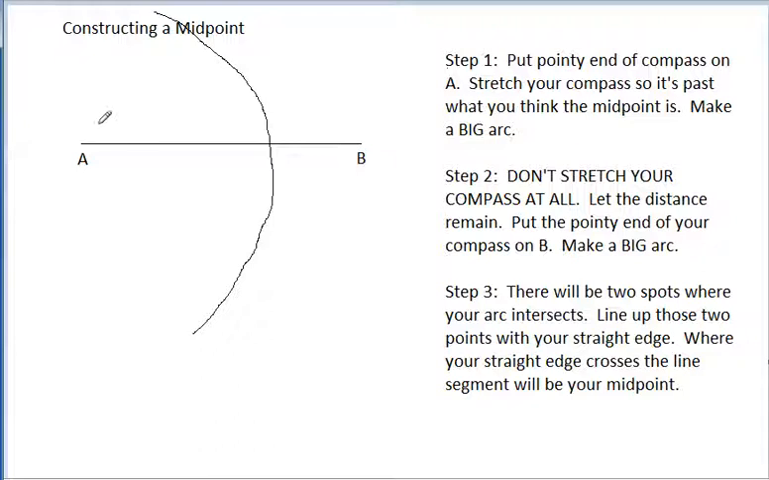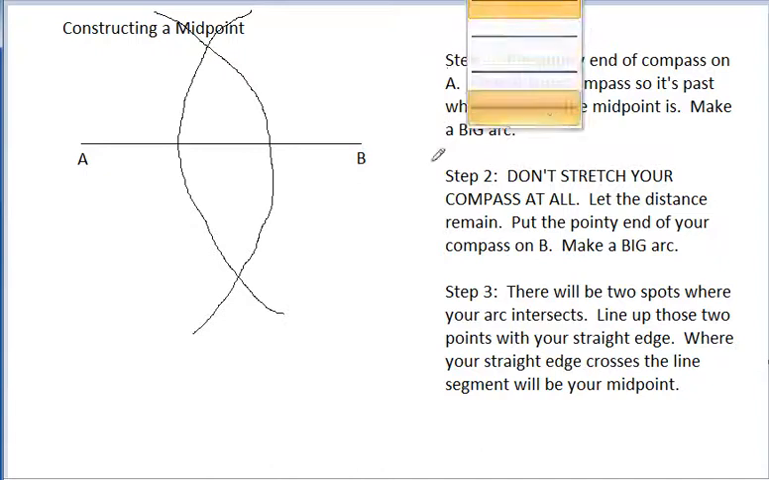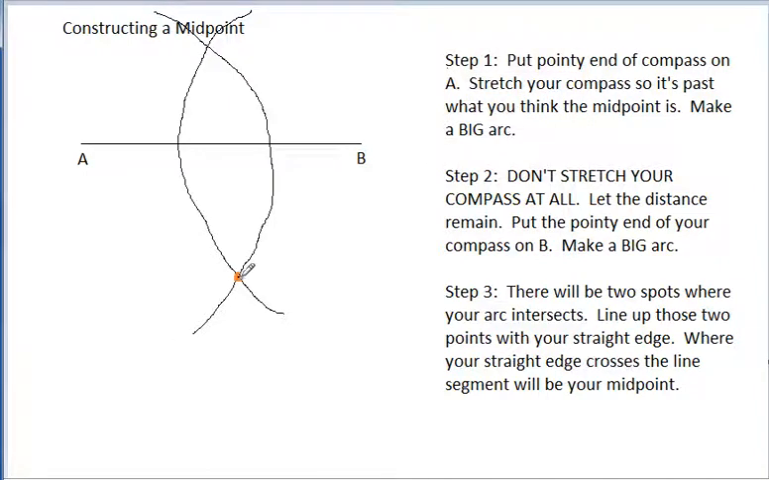You're going to pick it up. You're going to drop the pointy end on point B. So now I've got the metal end here. And same thing, you're going to pull it, the pencil will be somewhere out here, and you're going to make a big arc again. Like that. When I do that, there's going to be 2 spots where these 2 arcs cross each other. Here's the first spot, right here, and here's the second spot up here.